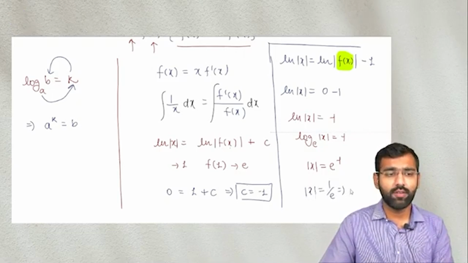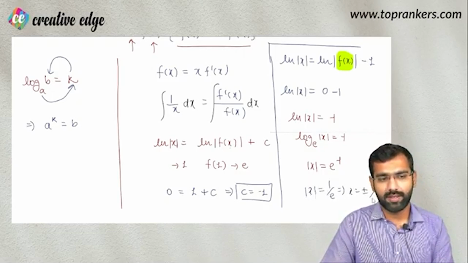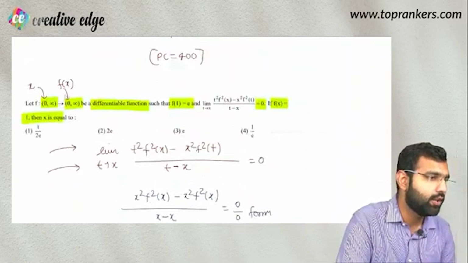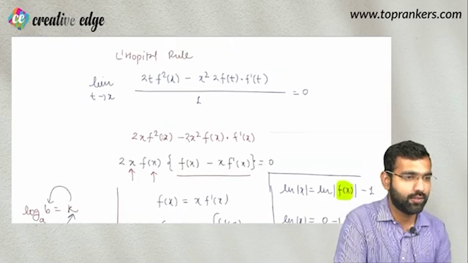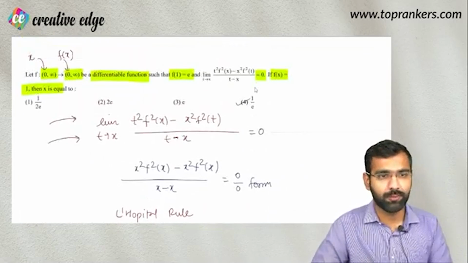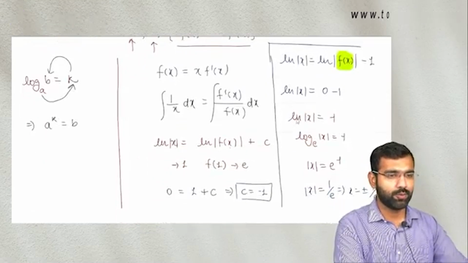From here we get two values of x, plus and minus 1 by e. But I hope you have realized -1 by e is again an unacceptable value, because the domain here is all positive values. So the answer should be 1 by e. That's option D for you. I hope this question is clearly understood by everyone.